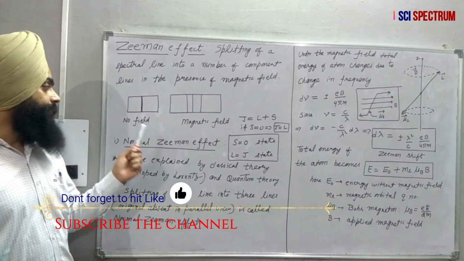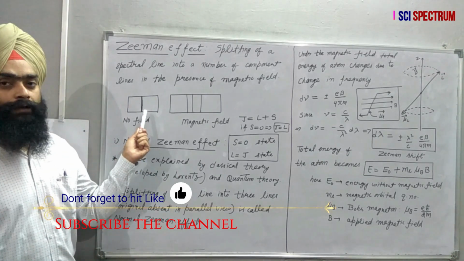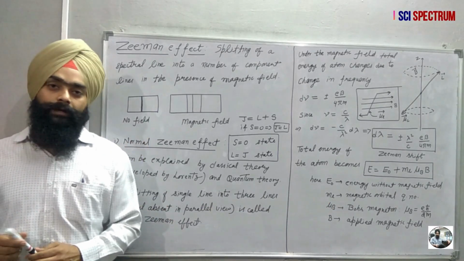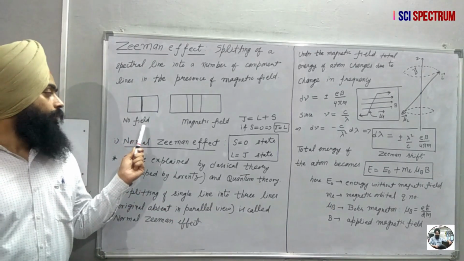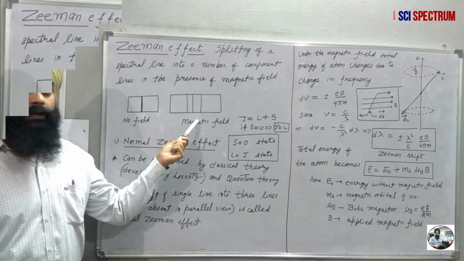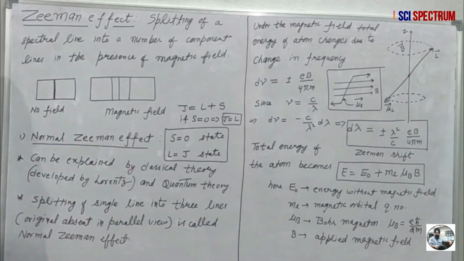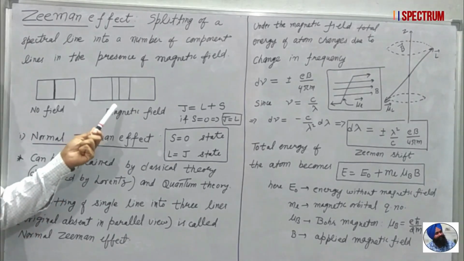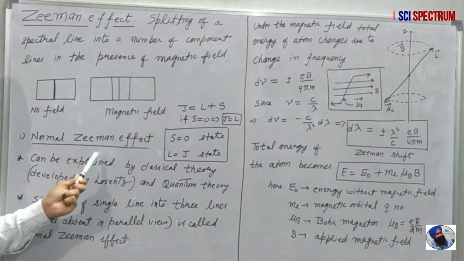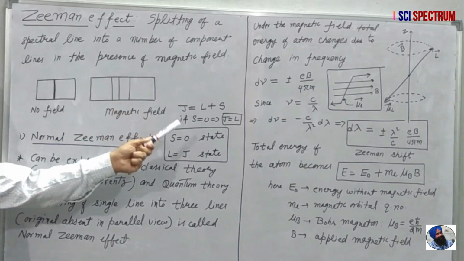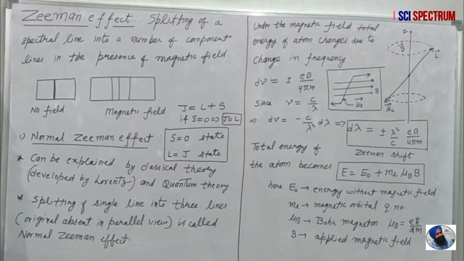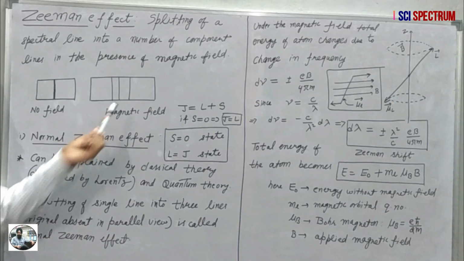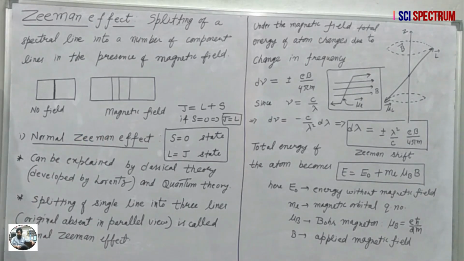Let us repeat: in the absence of a magnetic field, there is only a single line. But in the presence of a magnetic field, there are more than one line. It may be three or more than three lines. When exactly three lines are present, it is called the normal Zeeman effect. When more than three lines are present, it is called the anomalous Zeeman effect. Basically, when a very strong magnetic field is applied, we get only three lines. When a weak magnetic field is applied, we get more than three lines.